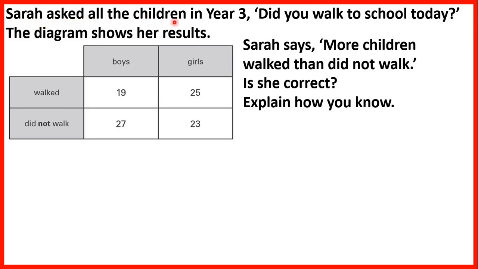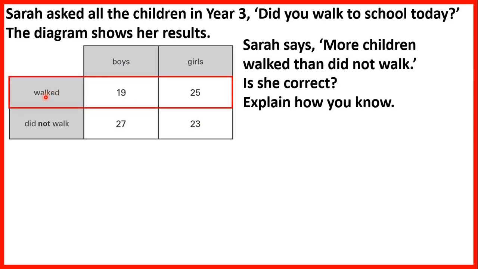Sarah asked all the children in year 3, "Did you walk to school today?" The diagram shows her results. Sarah says more children walked than did not walk. Is she correct? Explain how you know. So we have the results on a table, and we can see that on the left we have the number of children who walked and the number who did not walk, and at the top we have boys and girls.